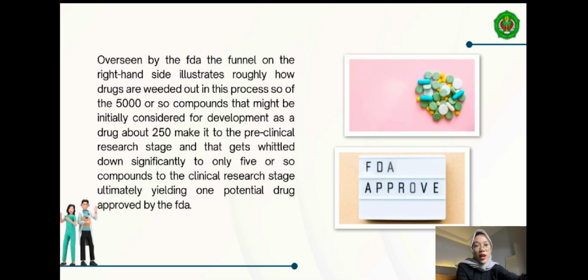As presented by the FDA, the funnel on the right hand side illustrates roughly how drugs are weeded out in this process. So, of the 5,000 or so compounds that might be internally considered for development as a drug, about 250 make it to the preclinical research stage, and that gets whittled down significantly to only 5 or so compounds to the clinical research stage, ultimately yielding one potential drug approved by FDA.